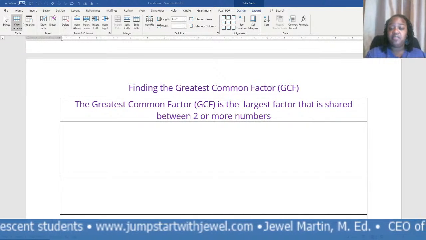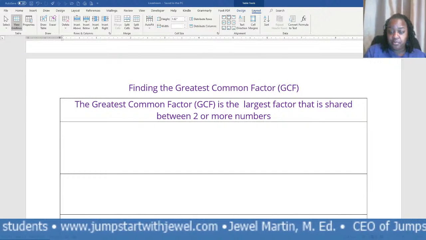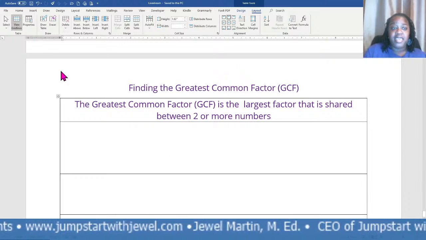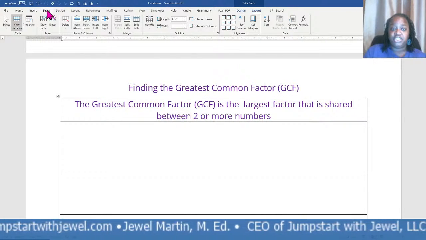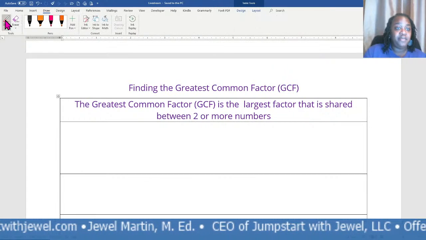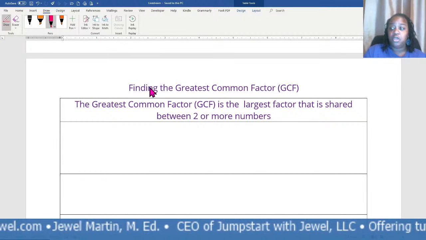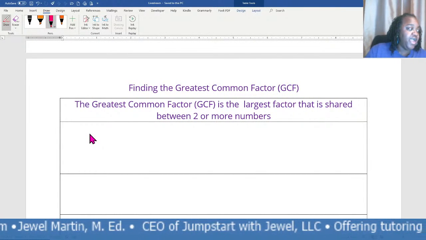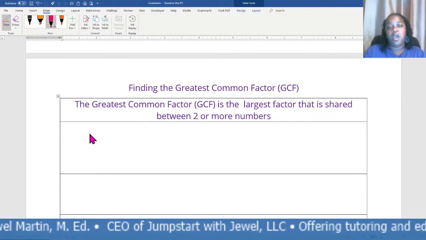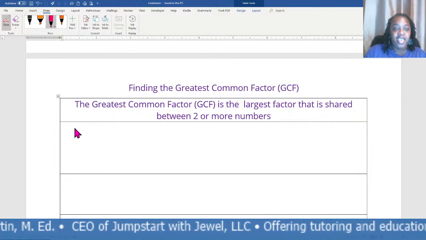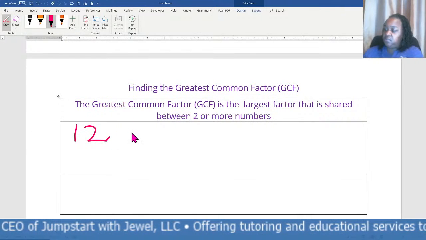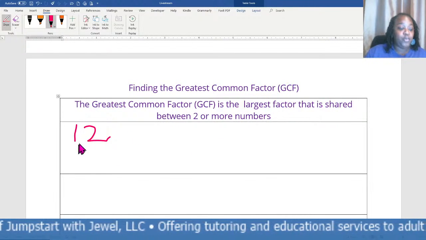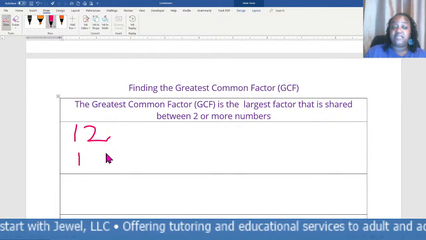So finding the greatest common factor, let me pull this up. Again, it's just finding the largest factor, the number that is shared between two numbers. Let me get my pen. So for instance, if I had two numbers, let's say I had 12 and 18.